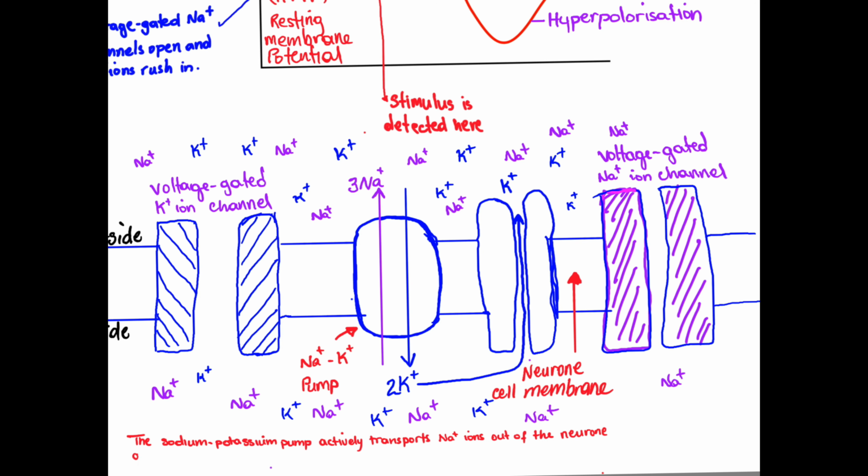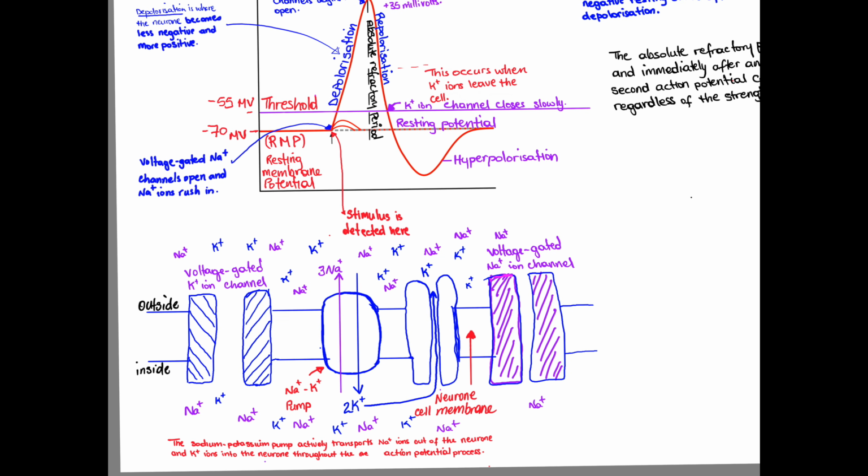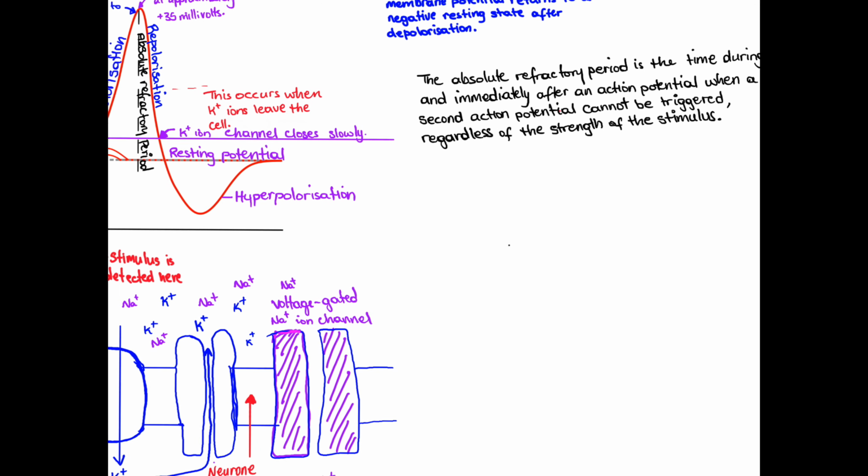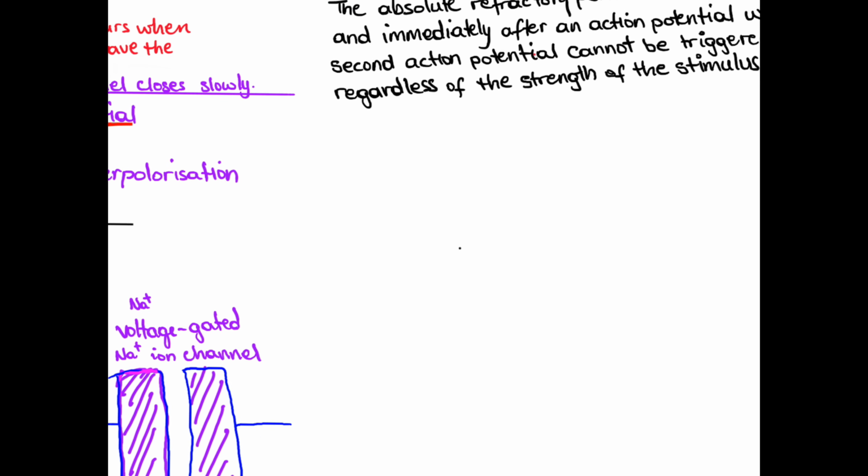So the sodium-potassium pump actively transports sodium ions out of the neuron and potassium ions into the neuron throughout the action potential process. Now I'll do a quick summary of the whole process.